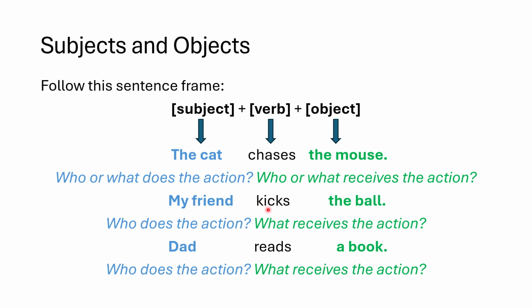My friend kicks the ball. Who does the action? The subject, which is my friend. What receives the action? The object, which is the ball. Dad reads a book. Who does the action? The subject, which is Dad. What receives the action? The object, which is a book.